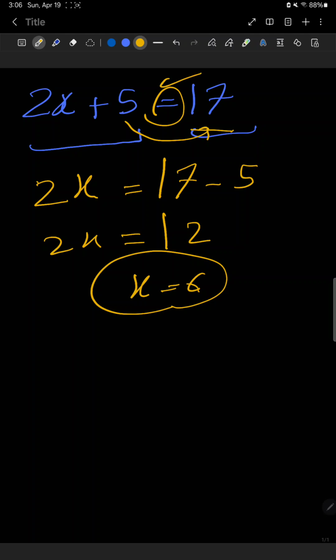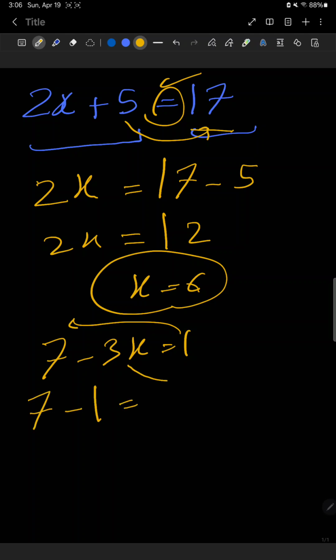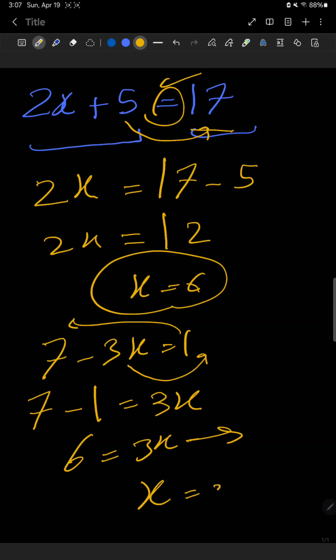The same thing if I want to say, for example, 7 equals 3x plus 1. I could say, move this 1 from here, which would be 7 minus 1, and I'm going to change its sign. So 6 equals 3x, therefore x equals 2.